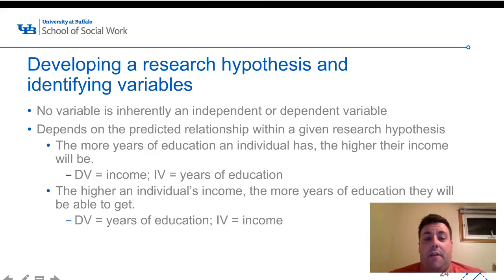The more years of education they will be able to get. Kind of makes sense when you think about it, because if a person has means, right, support of a family or something like that, maybe they're independently wealthy, they can afford to stay in school longer. But in this example, again, it switches around the DV and the IV. So the DV would be years of education, and the IV would be income.